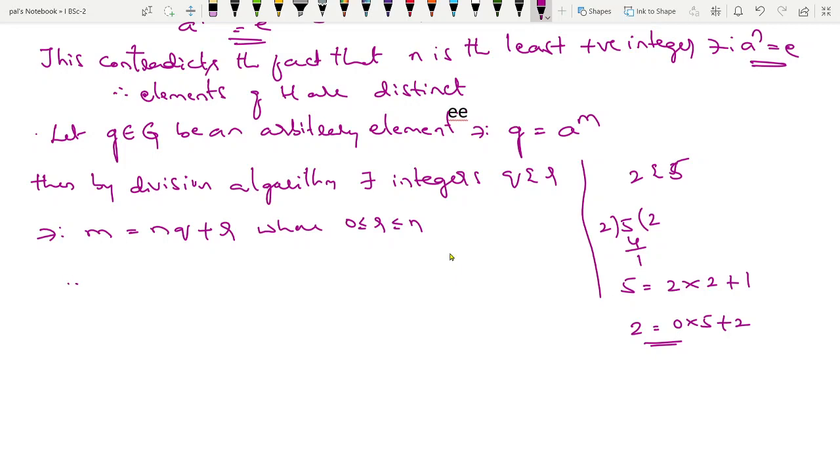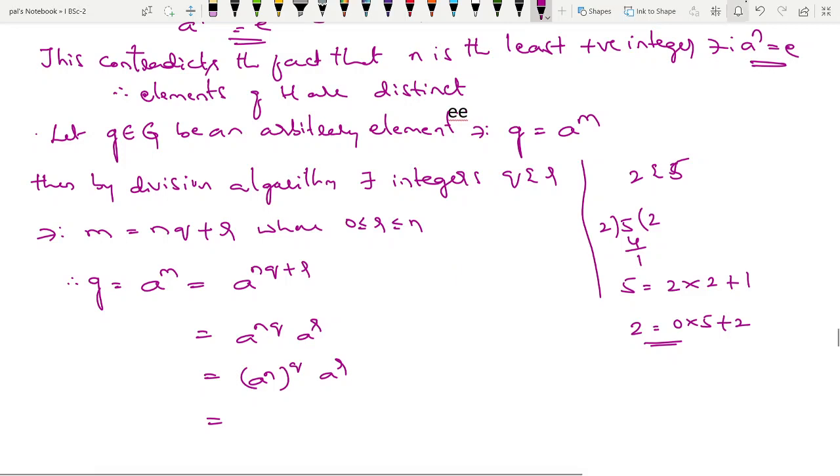So therefore g can be written as, you know that g is equal to a to the power of m, which is equal to a to the power of nq plus r, which is equal to a to the power of nq into a to the power of r, which is equal to a to the n whole to the q into a to the r. As you know that a to the power of n is equal to e, so it is e into a to the r, which is equal to a to the power of r.